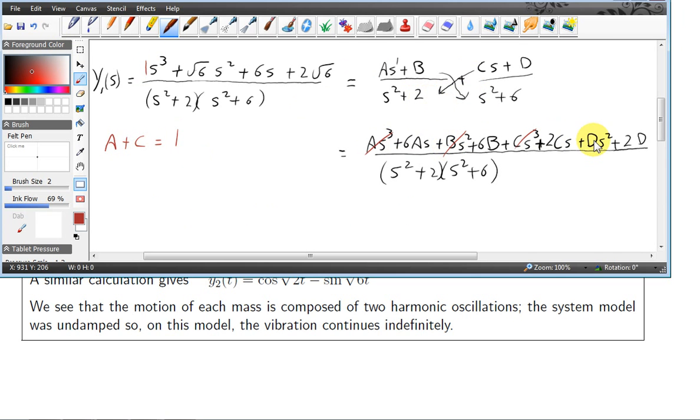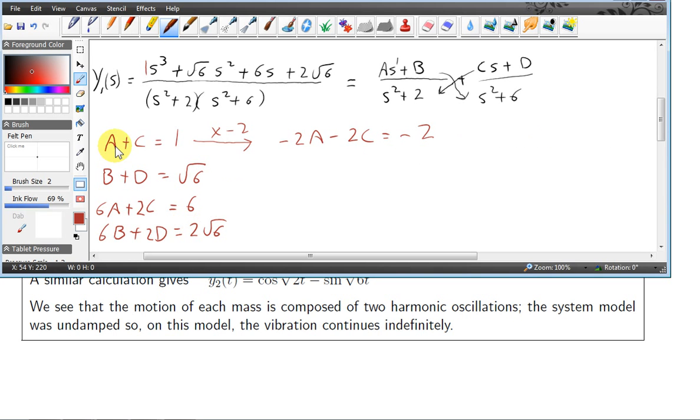As for the s squared terms, we have b plus d equal to root 6. As for the s terms, we have 6a plus 2c must equal 6. And as for the constants, 6b plus 2d must equal 2 root 6. Multiply this equation by minus 2 to get this here, and add it on to this one here, 6a plus 2c equals 6. So that gives us 4a equals 4, a equals 1. Now from this first equation, if a equals 1, c equals 0.